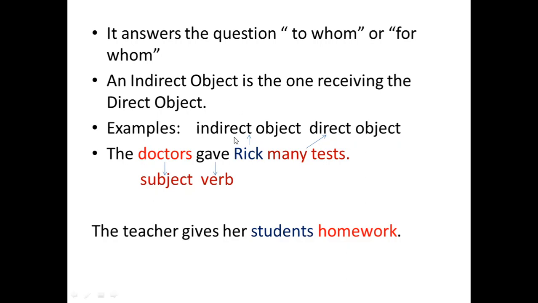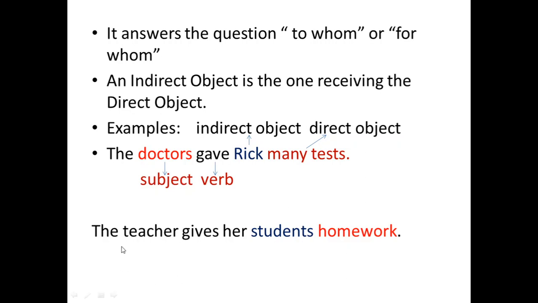So again, the indirect object, which is Rick, is the one receiving the direct object. Rick is going to take the tests. So always keep in mind, an indirect object is the one receiving the direct object. Okay? Good. Look at the other example.